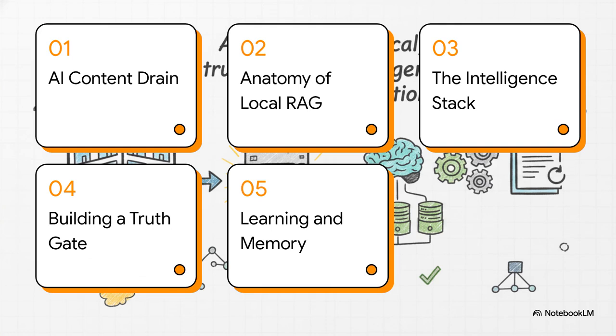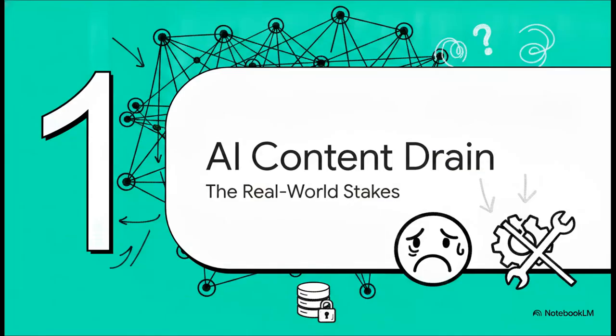First, we'll cover the AI content drain. Second, the anatomy of a local RAG. Third, we'll dive into the intelligence stack. Fourth, building a truth gate. And finally, number 5, continual learning and memory. Let's get to it. Starting with Section 1, the AI content drain, and establishing the real-world stakes.